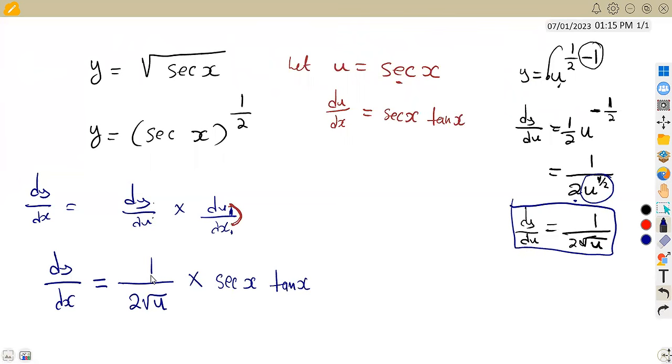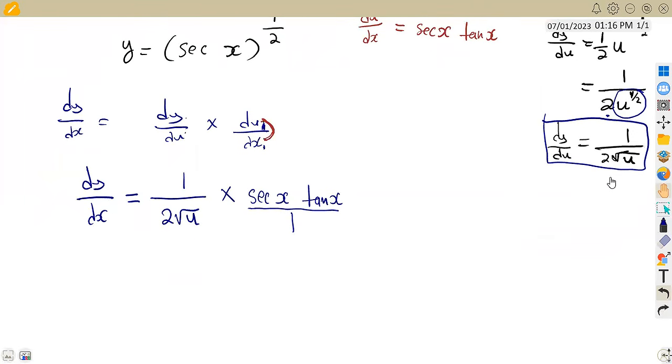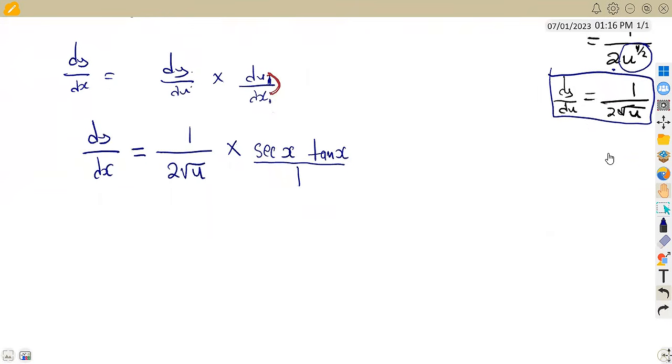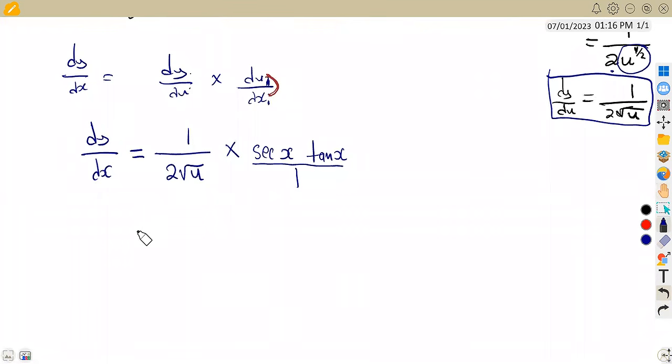But this is a fraction. Remember, every whole number as a fraction can be written as over 1. So that means we can simplify further from this part here. We can multiply, which simply means you're multiplying the numerator to the numerator. So we are going to have sec x tan x, everything over 2 square root of u.